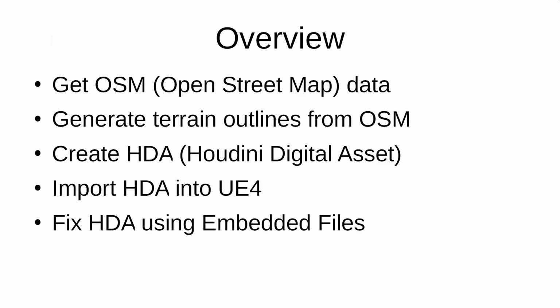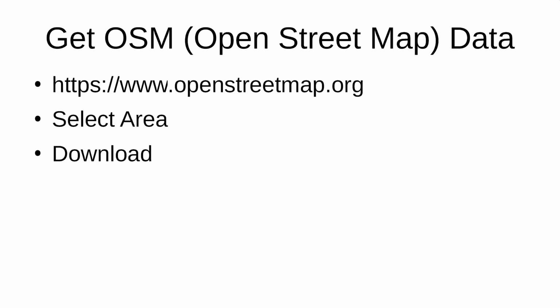The first thing we're going to do is get the OpenStreetMap data. Then we're going to generate terrain outlines from that OpenStreetMap data. We're going to create a Houdini digital asset, import that asset into Unreal Engine 4, and finally fix a problem in the previous step using embedded files, which is the entire point of this video. So step 1, get the OpenStreetMap data.